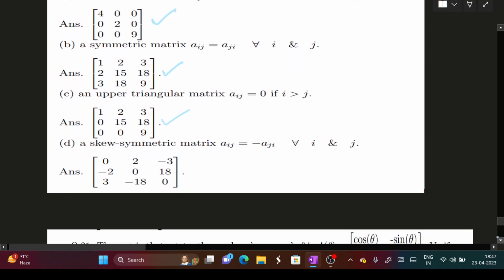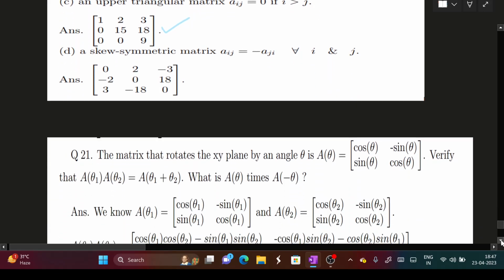Then what is a skew symmetric matrix? A skew symmetric matrix means A transpose is equal to minus A. That is, when any element is transposed, its transpose position is negated. So here the diagonal elements will be 0. The 1, 2 position is having 2, that means the 2, 1 position will be minus 2. The 1, 3 position is minus 3, that means the 3, 1 position is 3. Here the 2, 3 position is having 18, so the 3, 2 position is minus 18. This is a skew symmetric matrix example.